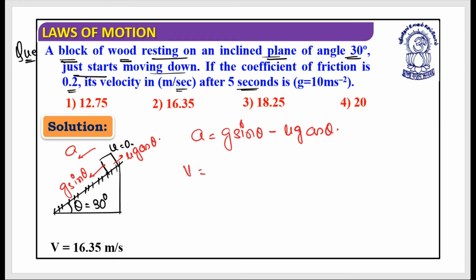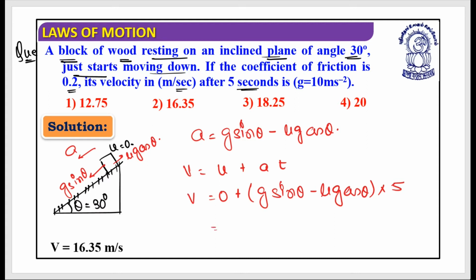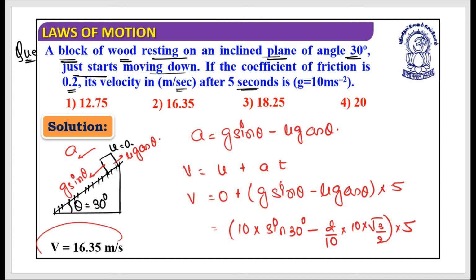Final velocity is required, so v equals u plus at. Here u is 0, and a is g sine theta minus mu g cos theta, multiplied by time t, which is 5 seconds. So just put in the values: g is 10, into sine 30, minus mu, which is 2 by 10, into 10 into cos theta, which is root 3 by 2, into 5. By solving this, you get your answer. That's it, you did it.